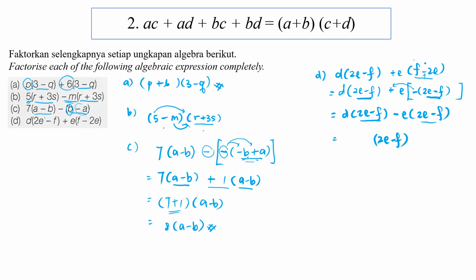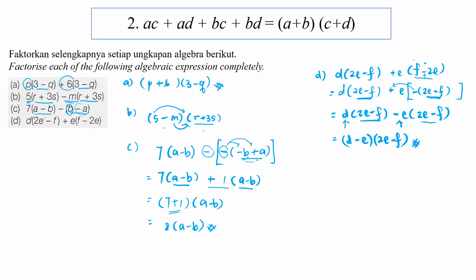And therefore, the common factor is 2e minus f. After I factorize that out, the first term is left with d, and the second term is left with negative e. And that's it. These are the questions that can be asked in the 4 terms factorization.